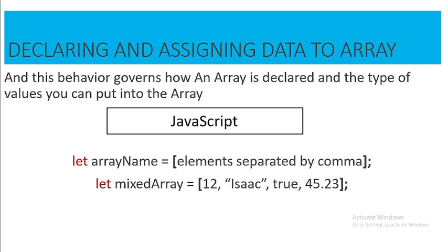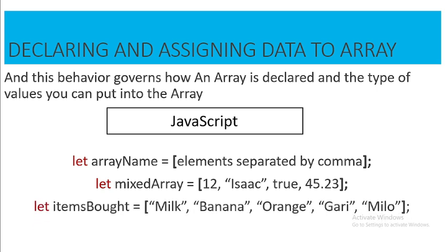12 is an integer, Isaac is a string, true is a boolean, and 45.23 is a floating point value, a double data type. Therefore, with this particular array, we have different data types all stored in one place, under the same umbrella. Which means let items bought equal milk, banana, orange, gari, milo.